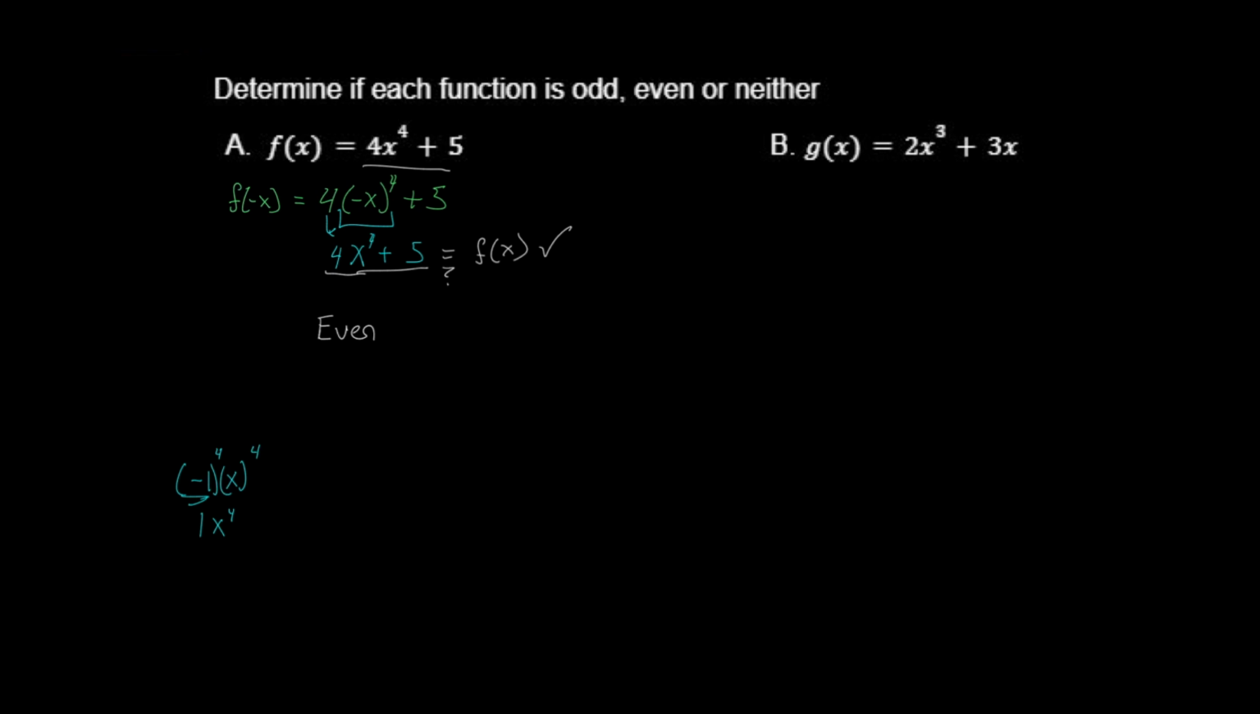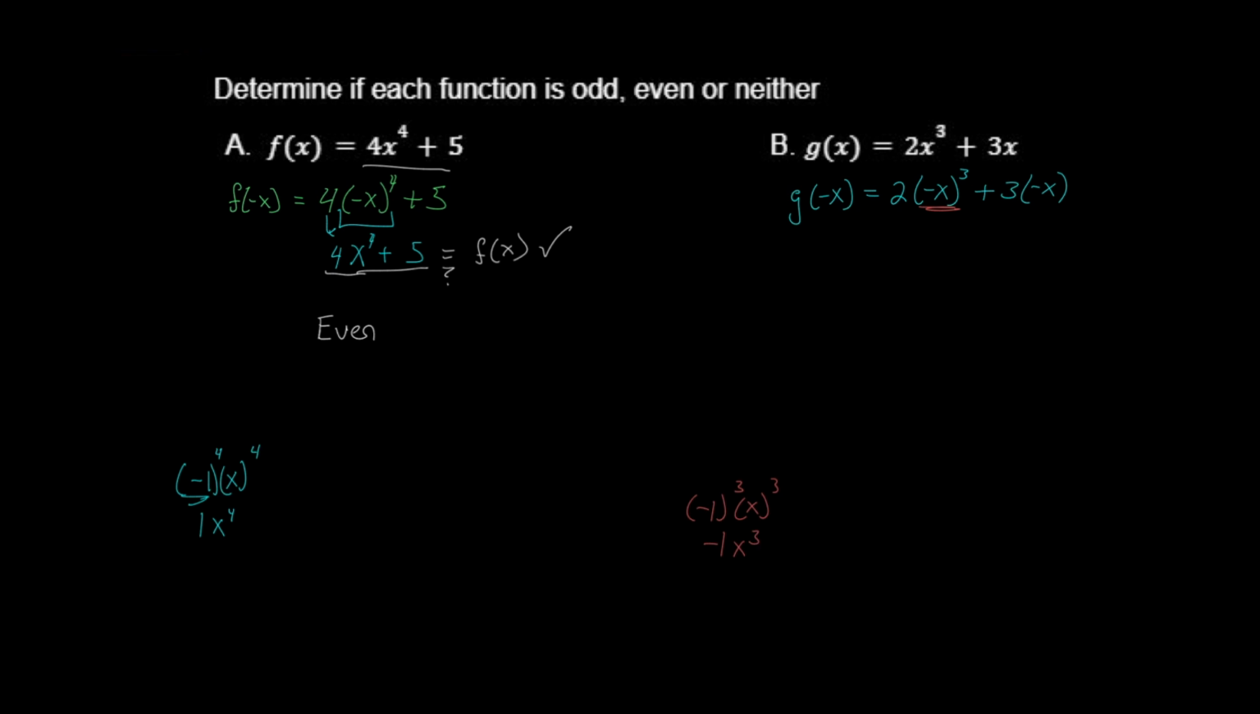Second one, we're going to start off the same way to see if it's even. We're going to check even first. So we're going to replace x with negative x. So we have 2 times negative x to the 3rd plus 3 times negative x. Starting with the exponent, we have negative x in parentheses to the 3rd. Off to the side, that's the same thing as negative 1 to the 3rd times x to the 3rd. Negative 1 to the 3rd is still negative 1. x to the 3rd is x to the 3rd.